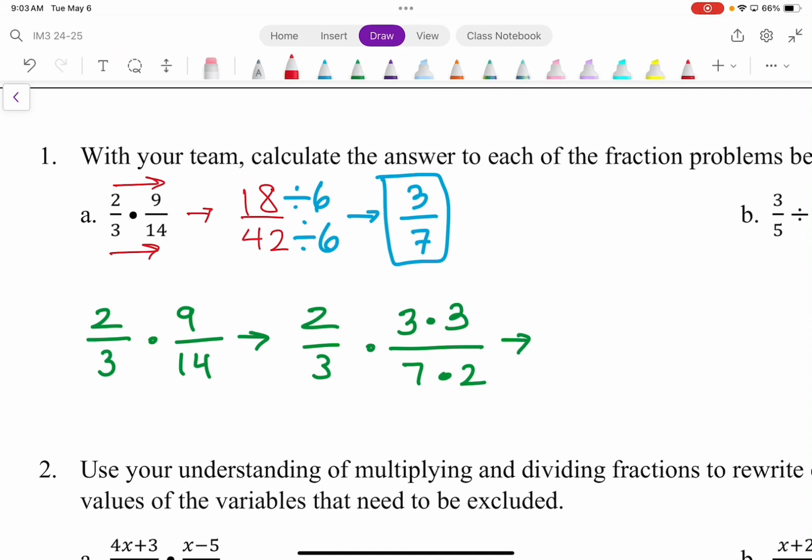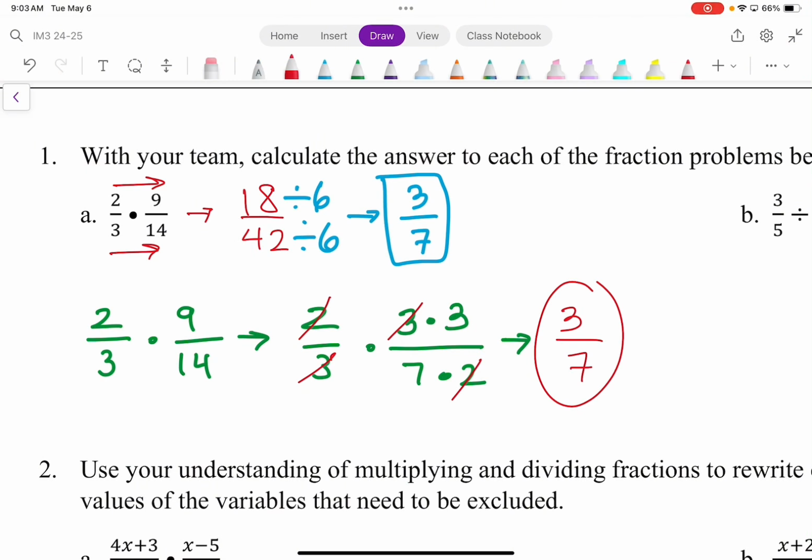Do I have any 2's in the top and the bottom that I can cancel out? Yes, I have a 2 here and a 2 here that I can cancel out. So cross them out. Do I have any 3's that I can cancel out? Yes, I have a 3 here and a 3 down here. So what are you left with? 3 over 7. Same answer, different approach.